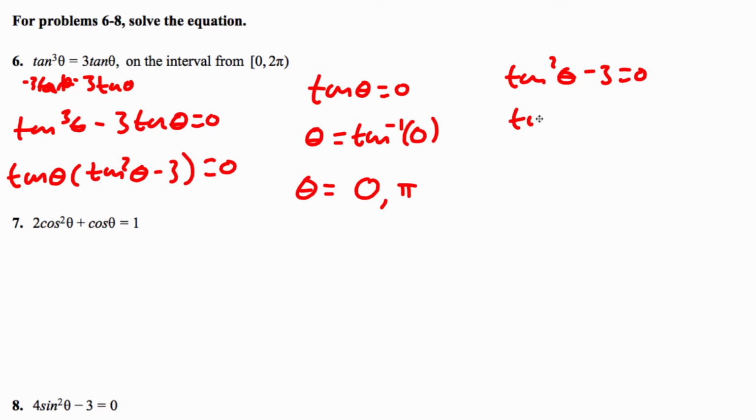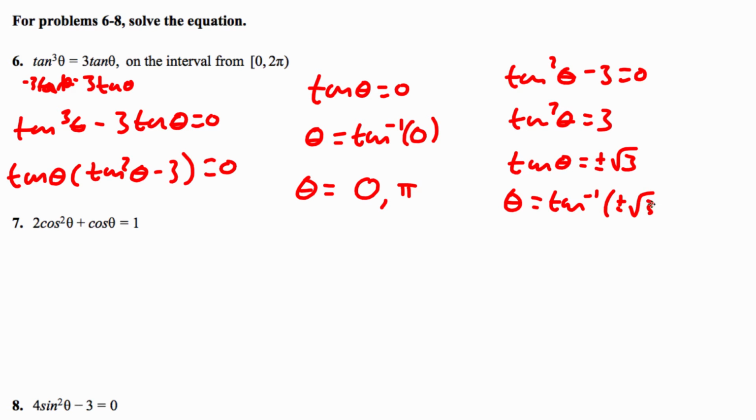Now if we look at this other one, first thing I'm going to do is add that 3 over, so we get the tangent squared of theta equals 3. Then if we square root both sides, we'll have the tangent of theta equals plus or minus the square root of 3. We're going to do the inverse, so theta equals the inverse tangent of plus or minus root 3.